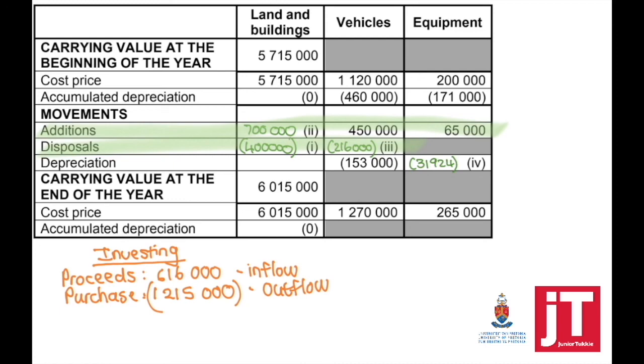Now I'm going to add another element to the cash flow statement. We haven't done this before. In the cash flow statement, we need to eliminate all non-cash items. So depreciation is an expense which is a non-cash item, which means that when completing the cash flow statement, we will need to eliminate the depreciation as well.